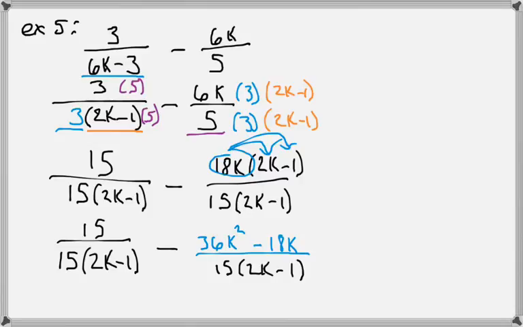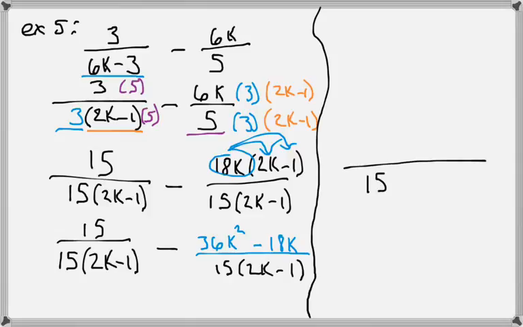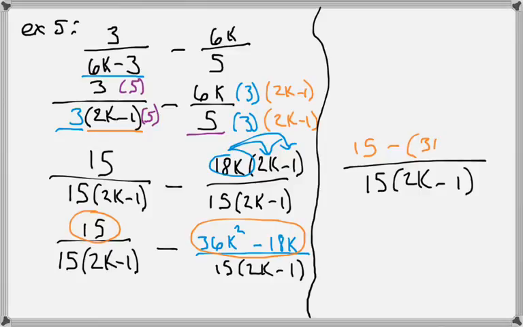Now we have the common denominator. So I'm going to come over here. I got enough room here at the side of the board to keep my denominator, that 15 (2k minus 1). Now I'm going to take my numerator, all of this guy, which is just 15, minus all of this guy. So I need to use parentheses. There's more than one term there. So minus the 36k squared minus the 18k.